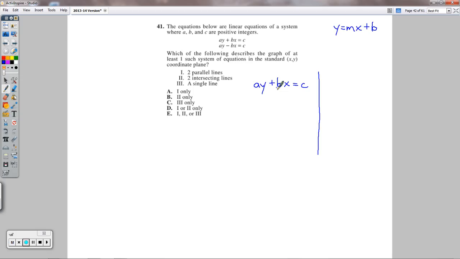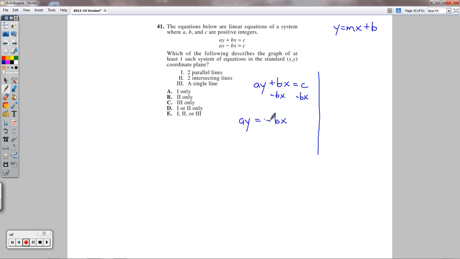So if I subtract bx from both sides, and remember, a, b, and c are just positive integers, so it's something like 1, 2, 3, 4, 5, 6, and so on. So think about that as you're going through this problem. These are just representing numbers. We don't know the actual value of them right now, but they're just representing integer numbers.